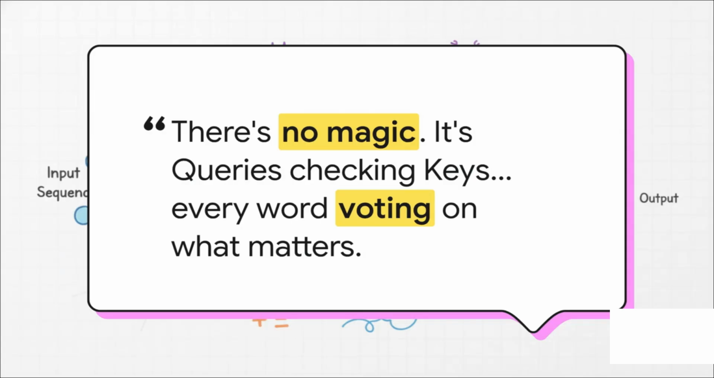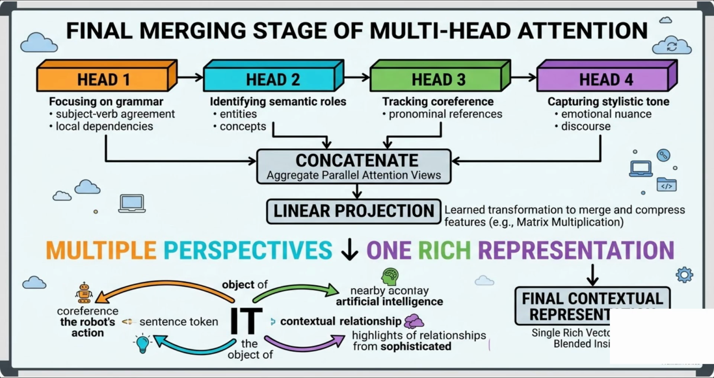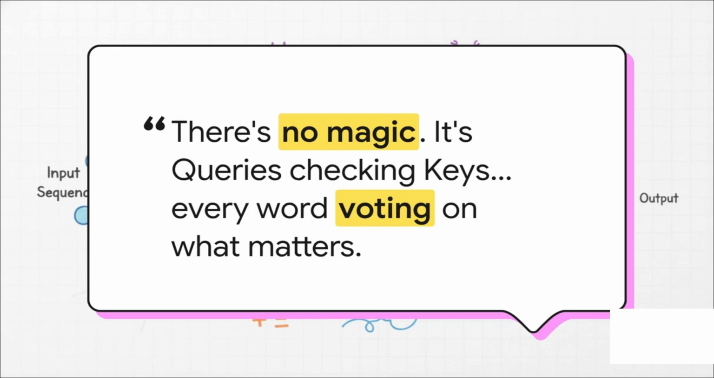So at the end of the day, there's absolutely no magic here. It's literally just queries checking keys, scores turning into normalized weights, and every single word quietly voting on what matters mathematically. But this leaves us with a truly mind-bending question. If this beautiful, elegant vector math is just a single block of attention, what kind of unbelievable emergent reasoning starts happening when we stack hundreds of these blocks together to build a full transformer architecture?